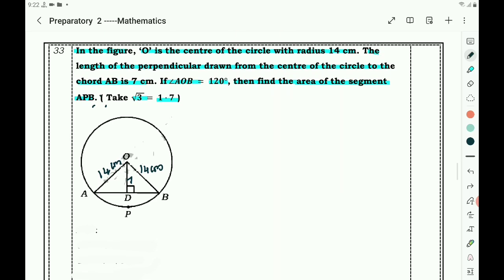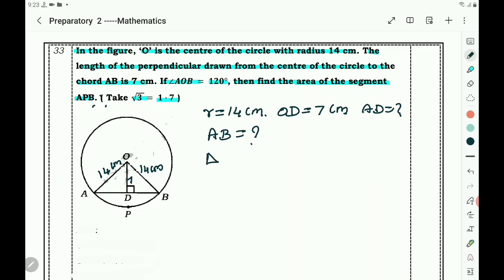Then you write the given here. R equals OA, OA equals OB equals 14 centimeter. R equals 14 centimeter, and OD equals 7 centimeter. AD equals question mark. AB equals question mark. AB is required to find the area of the triangle. Then use the Pythagoras theorem for the right angle triangle ODA.